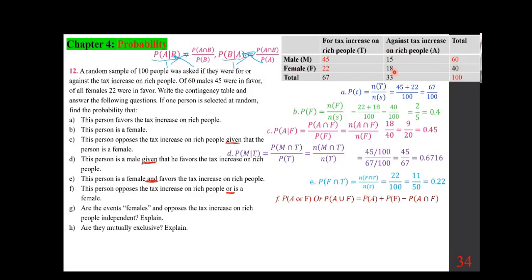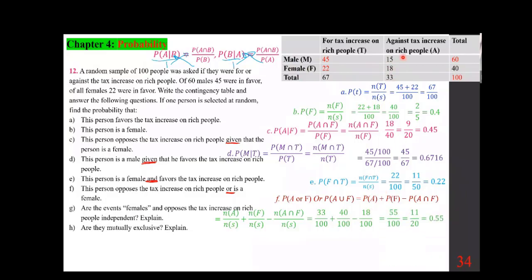This number 18 is part of this column. It is also a part of this row. That's why we take off their intersection. It becomes N of A plus N of F minus N of A intersection F over N of S. As I mentioned, this column has a total of 33, this row a total of 40, and they have a common number 18. We're going to subtract because it's been accounted for 2 times, and that's your final answer.